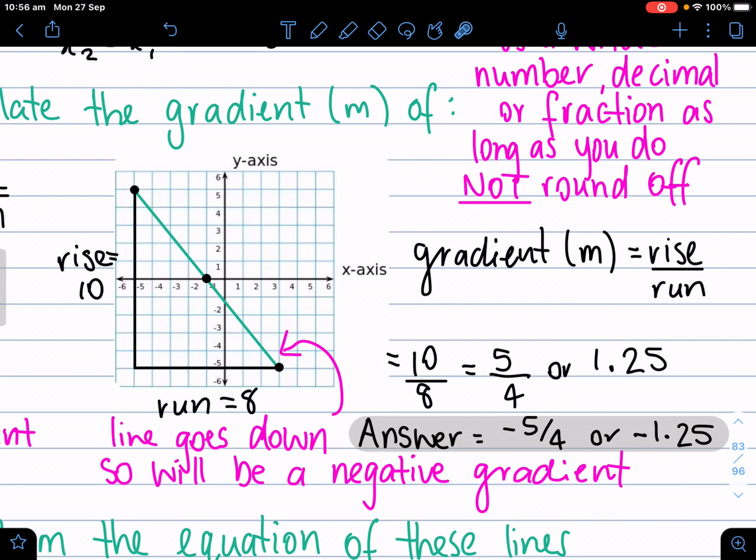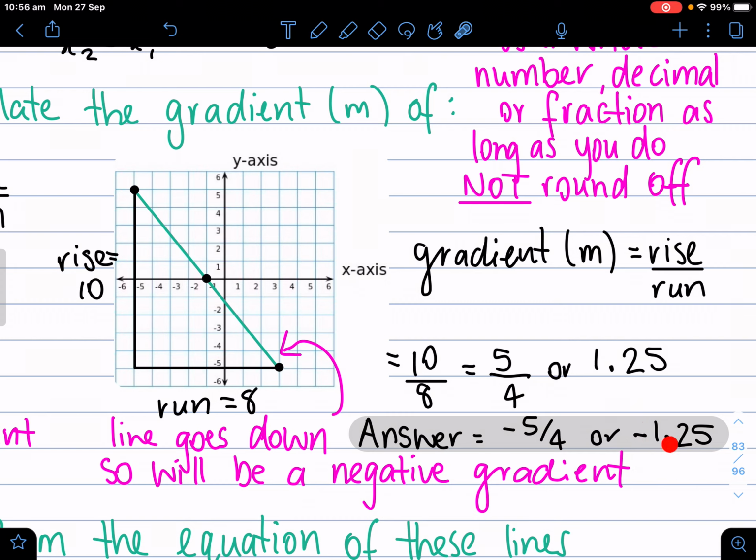Now here we can see that the line from left to right is going down. As we move from left towards right, the line is going down. And when the line goes down, the gradient is a negative. So the answer is not 5 over 4, it's negative 5 over 4, or negative 1.25.